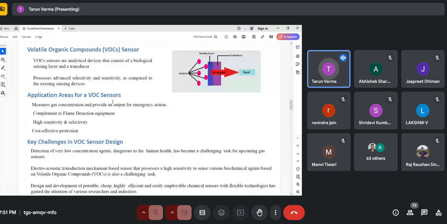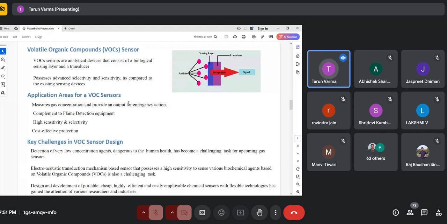VOC sensors are analytical devices that consist of a biological sensing layer and a transducer, a combination, in fact. And the application areas I have discussed in the previous slides. They measure gas concentration, very low gas concentration, and provide an output for an emergency action. The key challenge in VOC sensor design is detection of very low concentration agents.